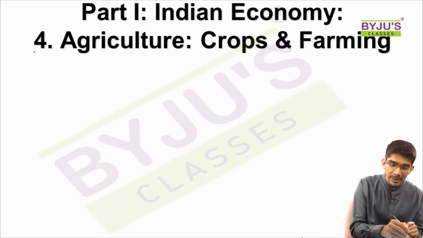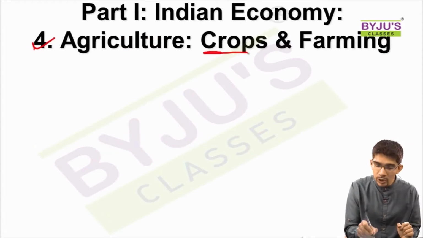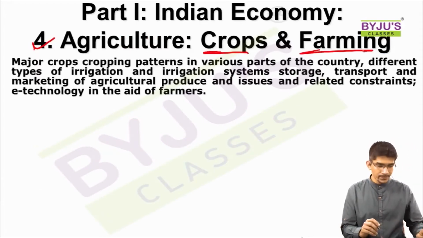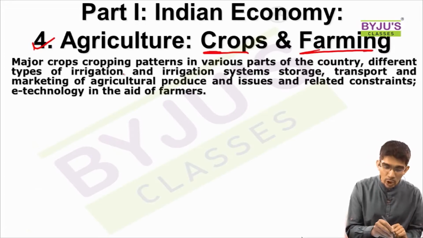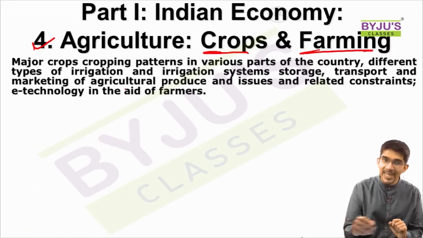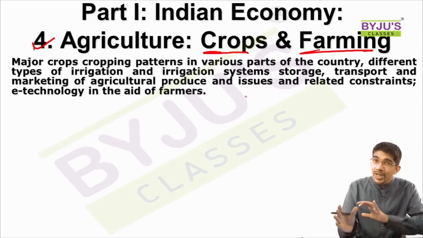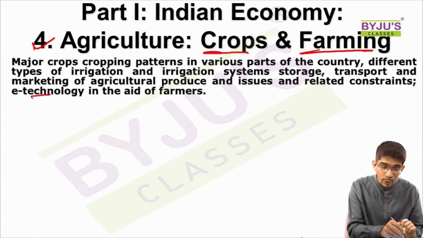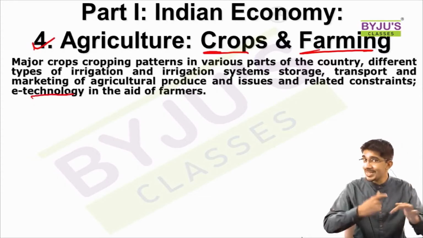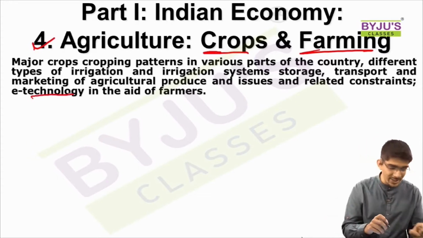The fourth segment becomes agriculture. There we are focusing on crops and on farming. So major crops, cropping patterns, different types of irrigation systems, transport, marketing, and some of the constraints limiting agriculture. How can we use technology to overcome those constraints? The same logic is playing out, if you can see.